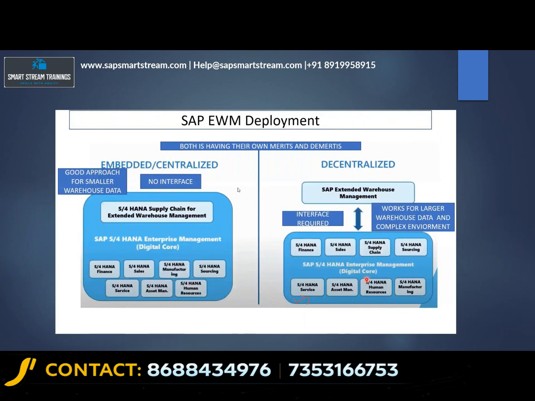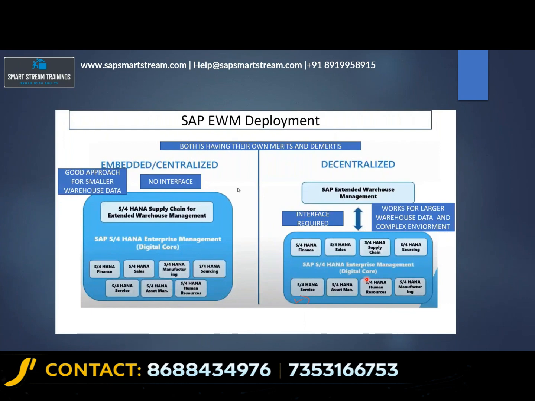So, decentralized system and embedded system, both. In a real-time project, which deployment is chosen, and whose responsibility is it to decide this?